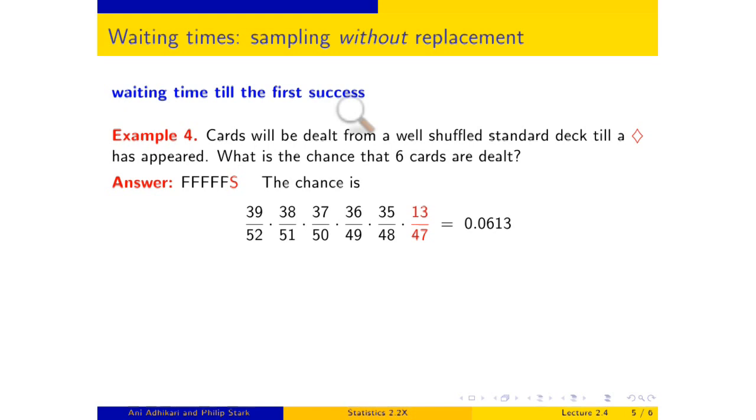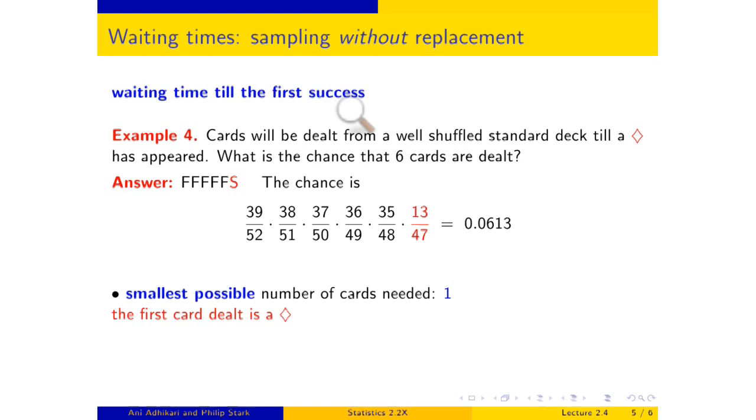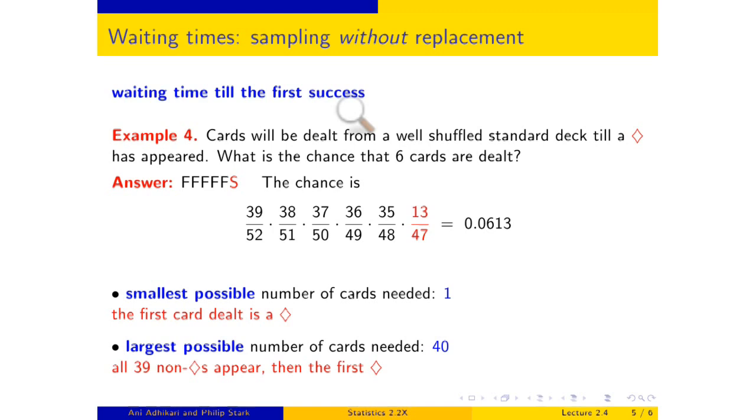Yeah, 1. You get a diamond right away. What's the biggest it can be? Well, if you're waiting for a diamond, what's the worst case scenario for you? The worst case scenario is all of the non-diamonds show up first. So that's 39 of them in a row, and you're getting really tired. But once you've seen 39 non-diamonds in a row, card number 40 has to be your first diamond. And so the number of cards that you have to deal is going to be somewhere between 1 and 40. We wrote down the chance that it has to be 6.